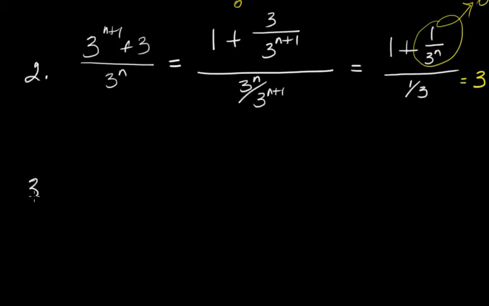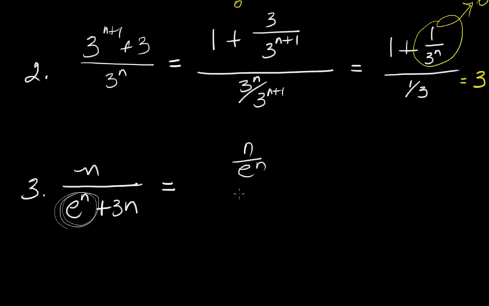Let's do another example using the same technique. Number 3: n over e to the n plus 3n. Well, you know this is going to go to 0 because the bottom has e to the n in it. If the bottom blows up and the top goes to a constant, then we can say the limit is 0. Then we would divide by the most powerful term, the one growing the fastest. So we would have n over e to the n over 1 plus 3n over e to the n.